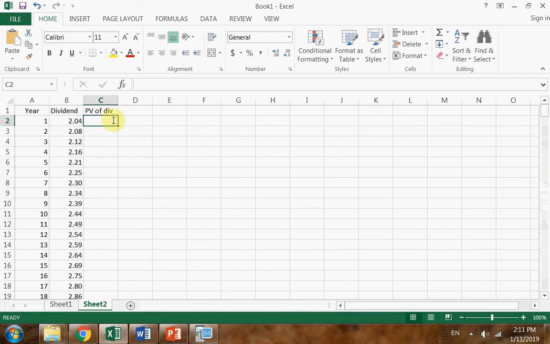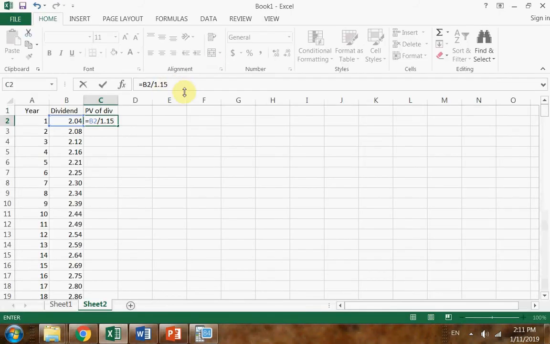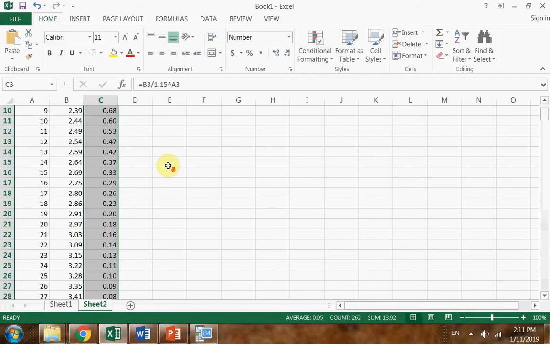I'm going to discount all the dividends. So the first year dividend divided by 1.12. 12 is your discount rate. I'm sorry, it's 1.15. The discount rate is 15%, and then raised to the power, you put a caret of 1. All right, so the 2.04 will be discounted to 1.77, and then the next year it will be discounted to 1.57. So as time goes by, your dividends are basically discounted to $0.